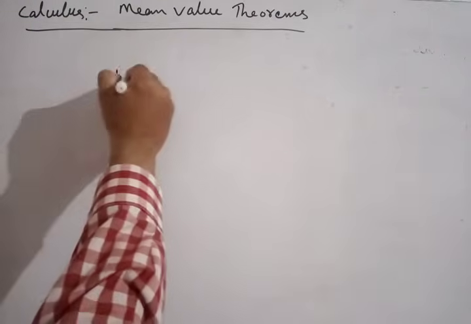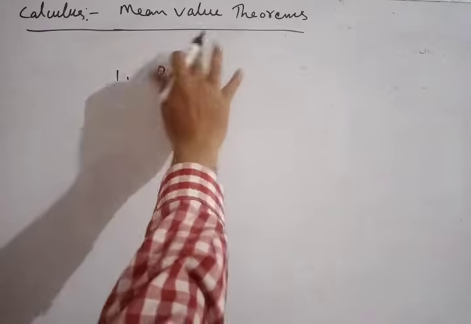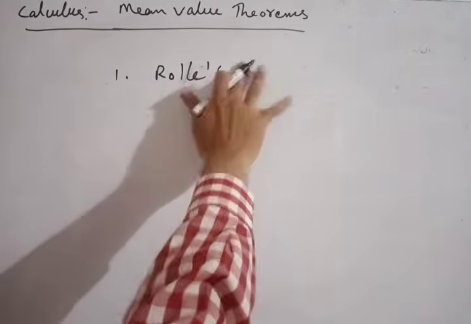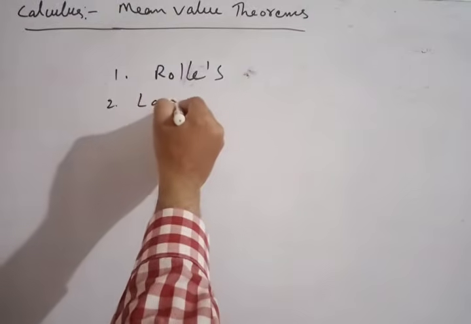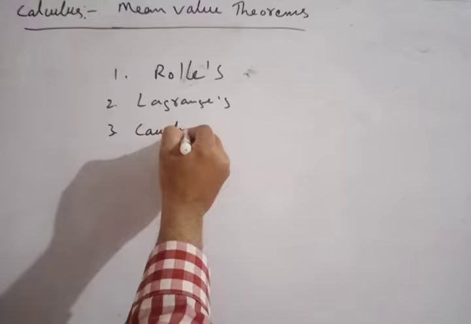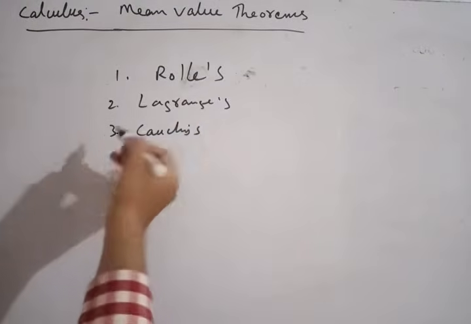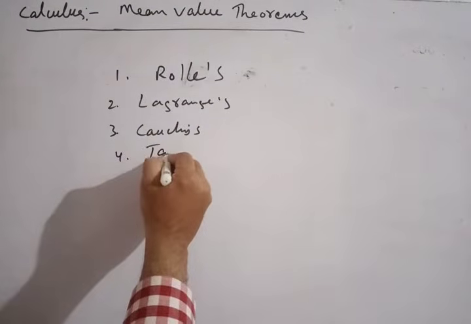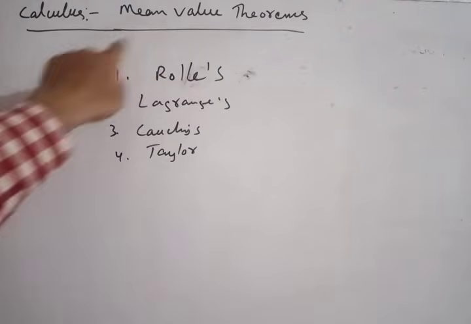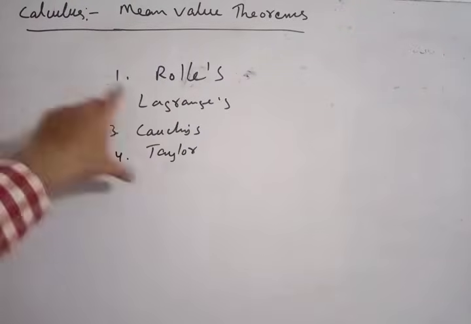First one is Rolle's theorem. Second one is Lagrange's mean value theorem. Third one is Cauchy's mean value theorem. And after that we have Taylor series expansion. So from these four topics you get one question.